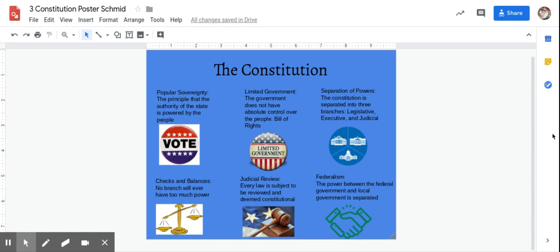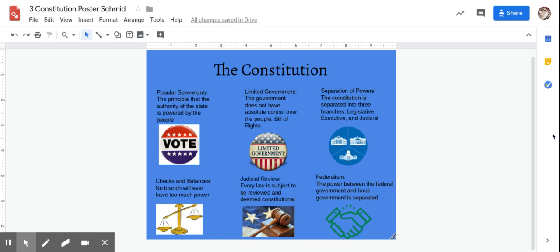The fourth principle is checks and balances, which is the idea that no branch will ever be too powerful. I used a picture of a scale because that represents the balance between all branches. You see this principle in real life when the legislative branch makes a law, but the president vetoes that law.